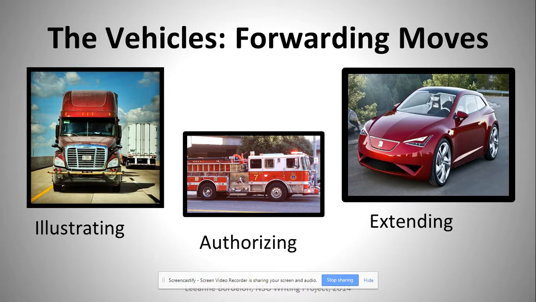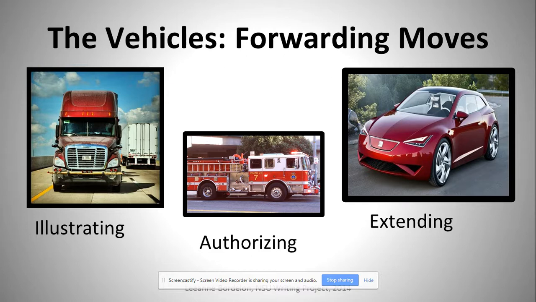The next item that we're going to be talking about are the forwarding moves. Forwarding moves means the things that help your writing move in a forward direction. So when we think about traveling on a highway, we think of about 3 different cars or 3 different vehicles that move forward along the highway. The first one that we're going to talk about is the semi truck. And the semi truck is important on the highway because it gets goods from one place to another.